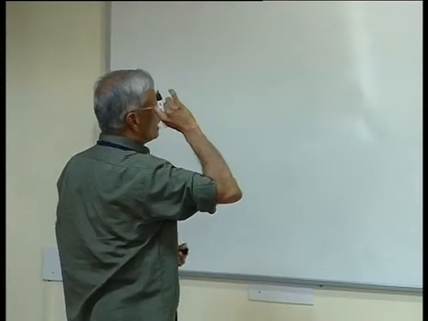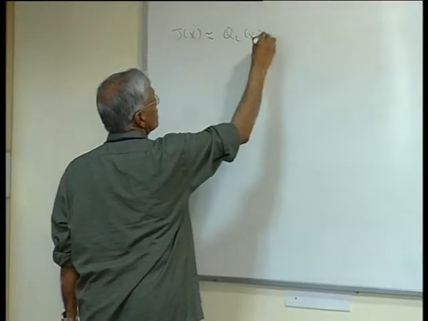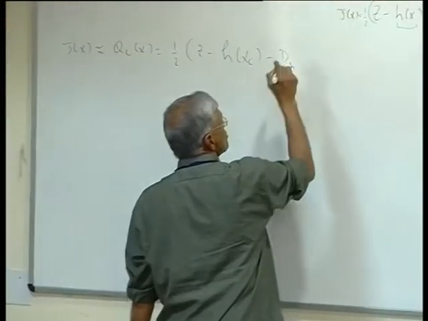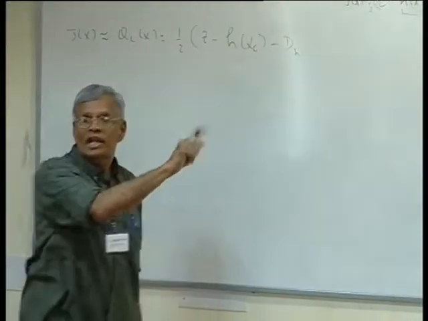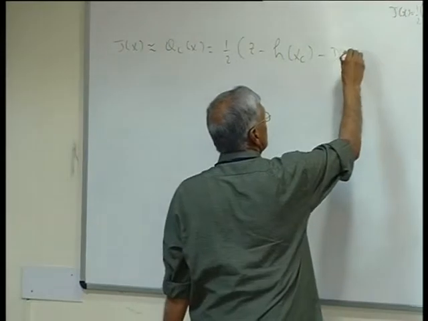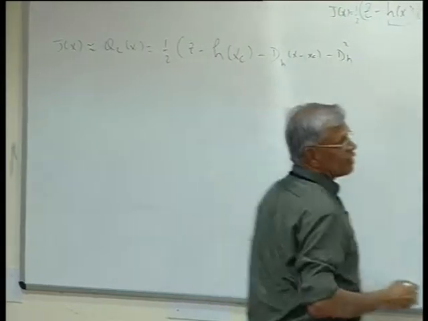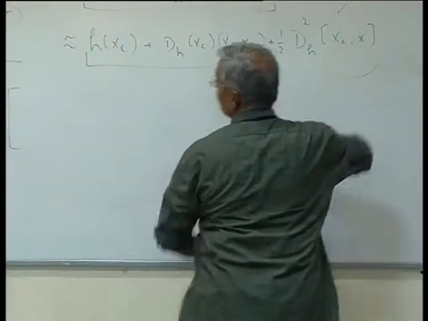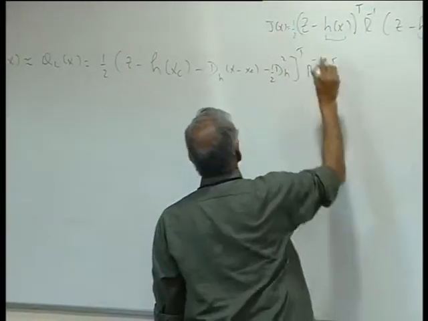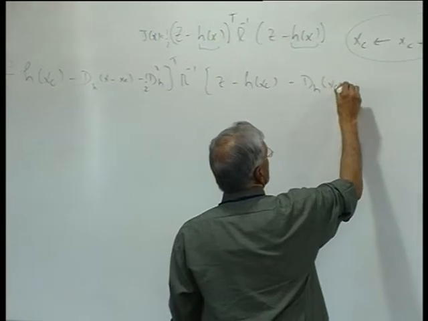Now that I have covered the good ground in here, I'm going to talk about Q2 of x, which is 1 half of z minus h of x of c dh. I'm not going to write x of c because I'm getting tired. I know what it is. If you know what the symbol means, you don't have to do too many things. x minus xc, minus d square h. I'm not going to write out all of d square h. We all know what that one is. I'm simply going to tell you what is coming in and how this problem is slightly different.